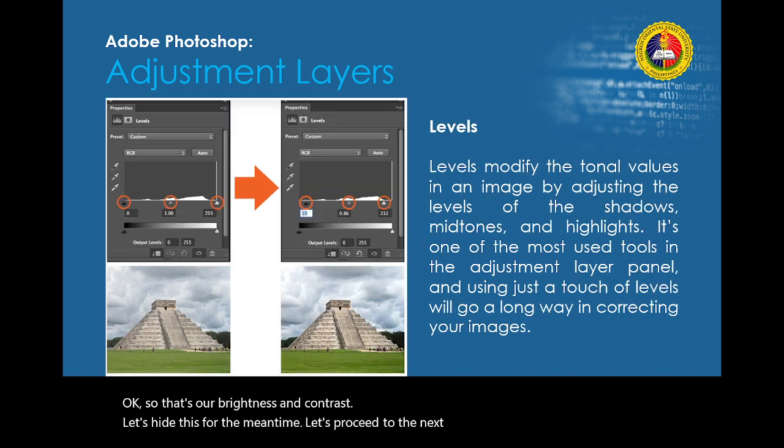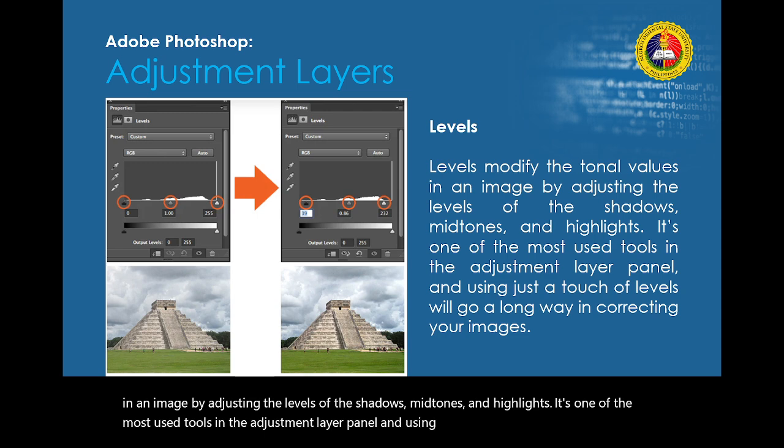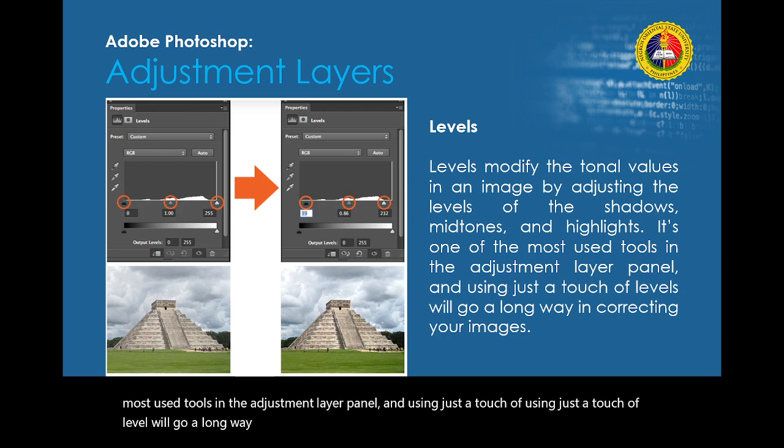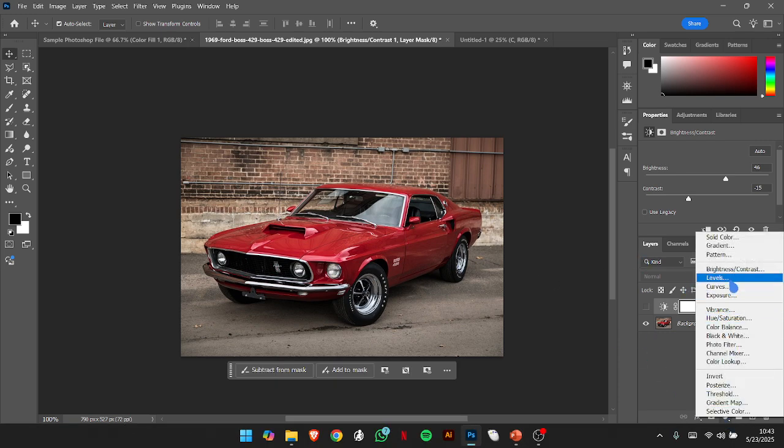Levels. Levels modify the tonal values in an image by adjusting the levels of the shadows, midtones, and highlights. It's one of the most used tools in the adjustment layer panel, and using just a touch of levels will go a long way of correcting your image. So let's take a look at our image again. And let's select the levels.